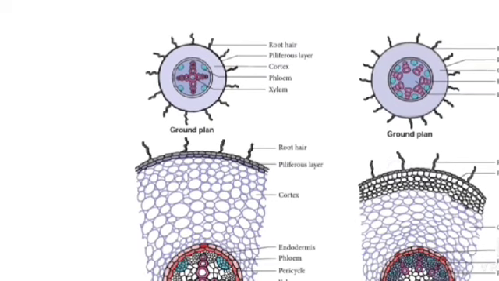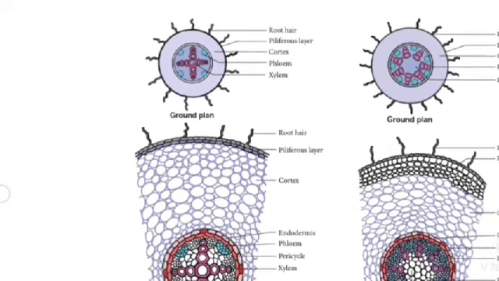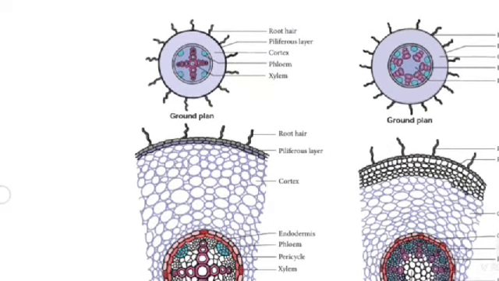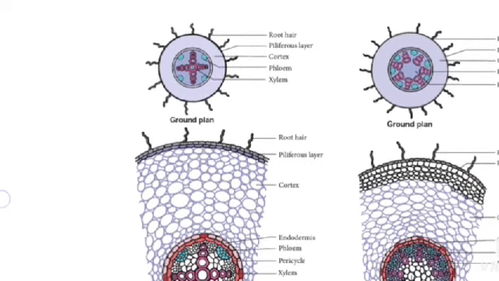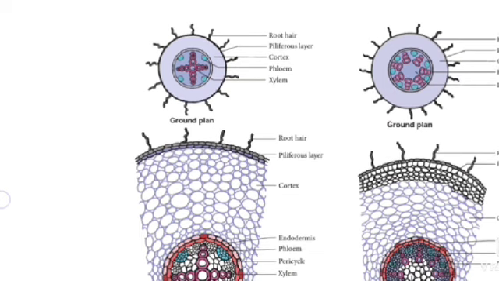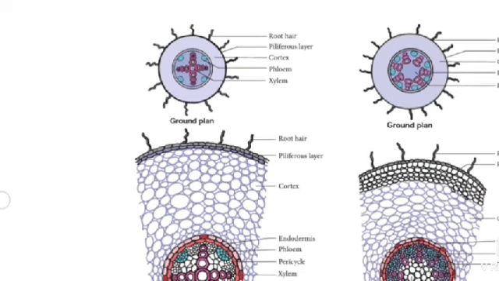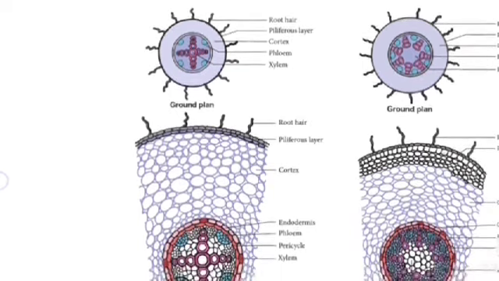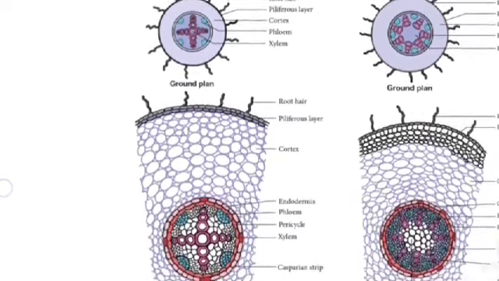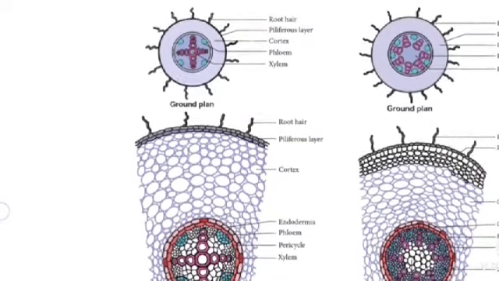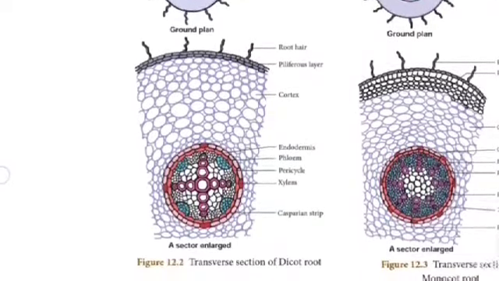The first one, see the ground plan. The root hairs are shown. The outer layer, the piliferous layer or epiblemma, is shown. The cortex is also shown. The single-layered endodermis is shown. The inner ring of parenchyma cells, the pericycle, is also shown. And the pith region is in the middle. The xylem is polyarch in condition, and exarch.